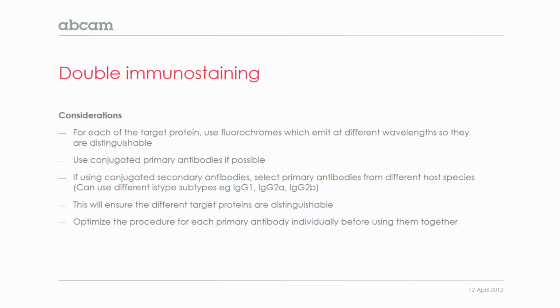So when you're doing double immunostaining, what sort of things do you need to take into consideration? For each of the target proteins, you need to use a fluorochrome which emits at different wavelengths so that they're distinguishable from each other. It's good to use conjugated primary antibodies if possible. If not, you can use conjugated secondary antibodies, in which case you'll need to select primary antibodies from different host species. Although you can use different isotype subtypes, for example, IgG1, IgG2a. And again, this will ensure that different target proteins are distinguishable.